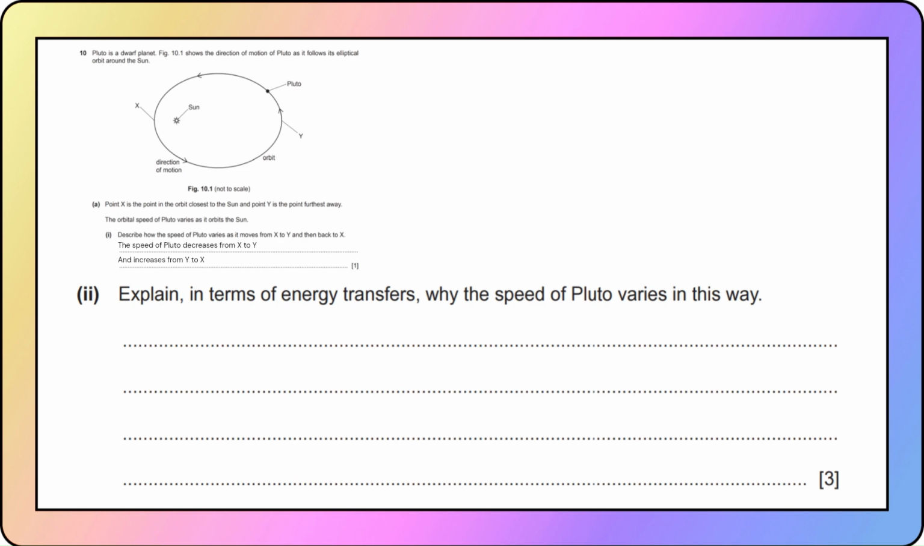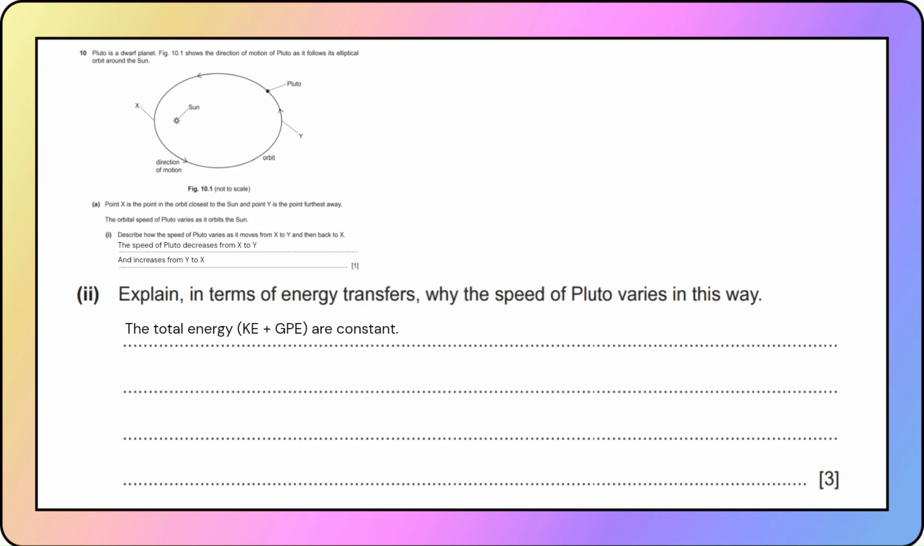And if we think about it, the only two types of energy affecting the speed of Pluto are the kinetic energy and the gravitational potential energy, as it is in an orbit. Therefore, we can say that the total kinetic energy and gravitational potential energy are constant. Now, energy is transferred into the gravitational potential energy store from the kinetic energy store when Pluto moves to point Y, which slows it down, and the opposite happens when Pluto moves to point X, speeding it up.